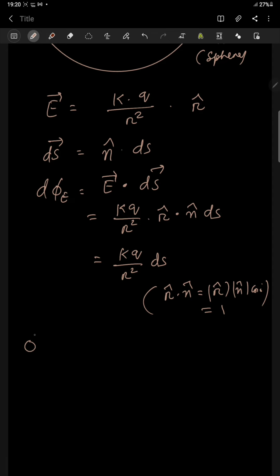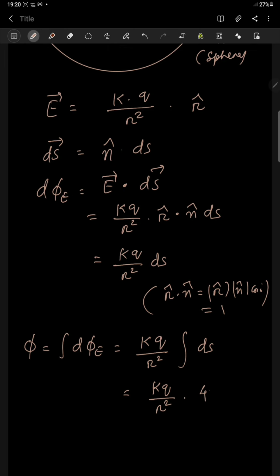Okay, then once we have got the small amount of flux associated with the small area, what will be the total flux through the Gaussian surface? Phi will be how much? Integrate d phi. Similarly, we have to integrate this RHS also. K q by r square, they are constant, they will come out. Integration ds will be how much?